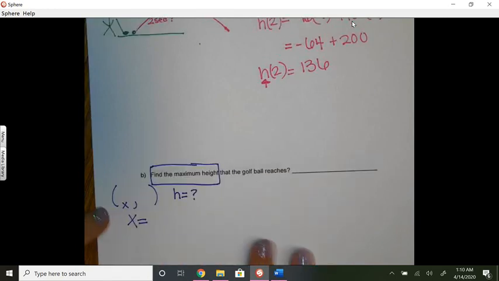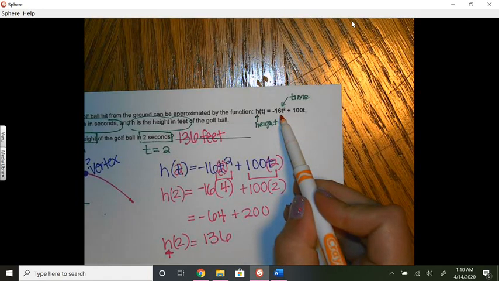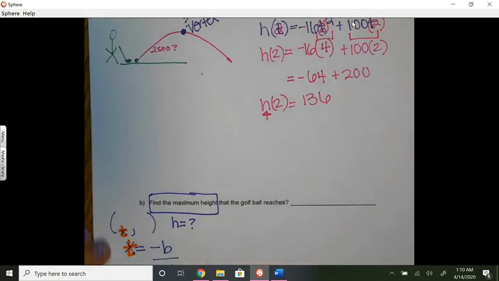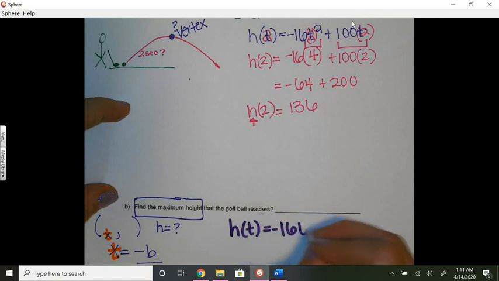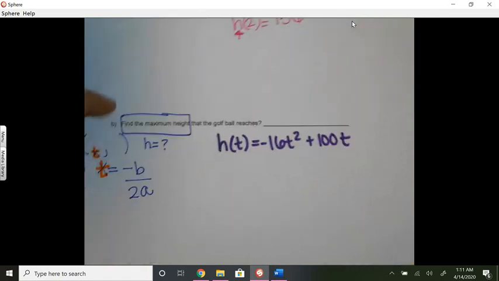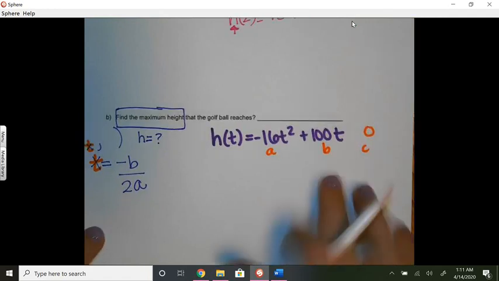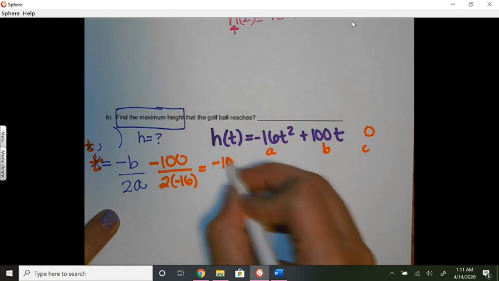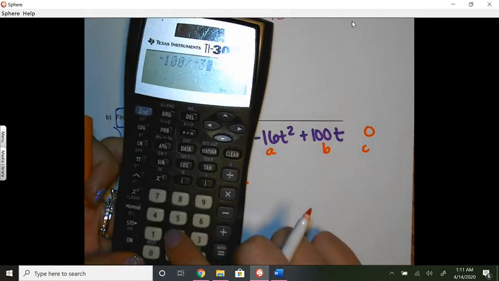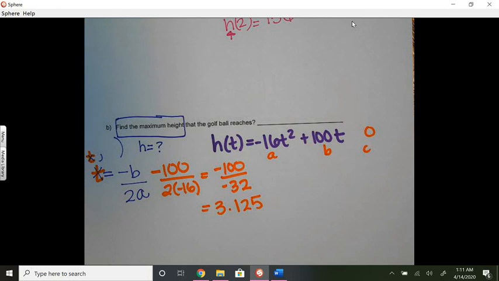To find the x value, we do negative b over 2a. However, in this problem, they don't use x, they use t. So this is going to get us t, not x. So let me copy down the equation again. a is the number in front of the squared term. This is b, and then c would be 0 because there is none. So we would have negative 100 divided by 2a, so negative 100 divided by negative 32. We get 3.125. It doesn't tell us to round it, so I'm going to keep all those numbers there.